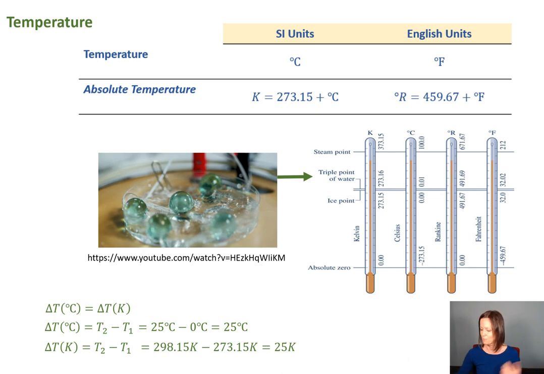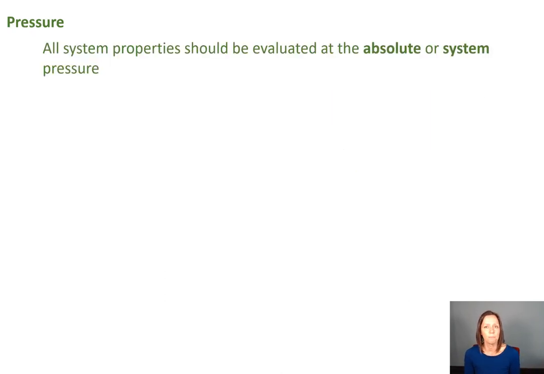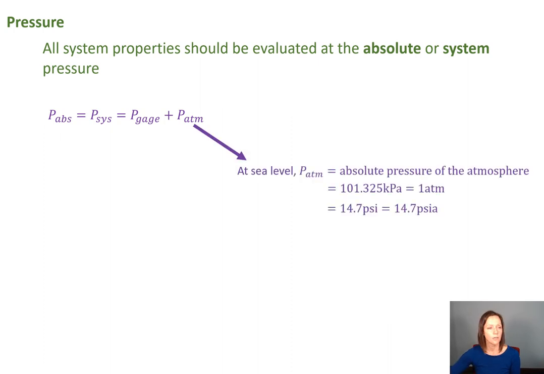That's okay too. All right, pressure. Anytime that you evaluate system properties, you're going to need to evaluate them at the absolute or the system pressure. The absolute or the system pressure, 2 ways of saying the same thing, is equal to gauge pressure plus atmospheric pressure. Atmospheric pressure at sea level is 1 atm, 101.325 kilopascals, or 14.7 psi.